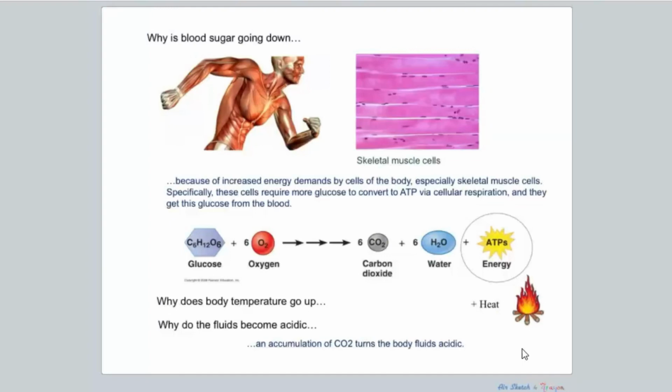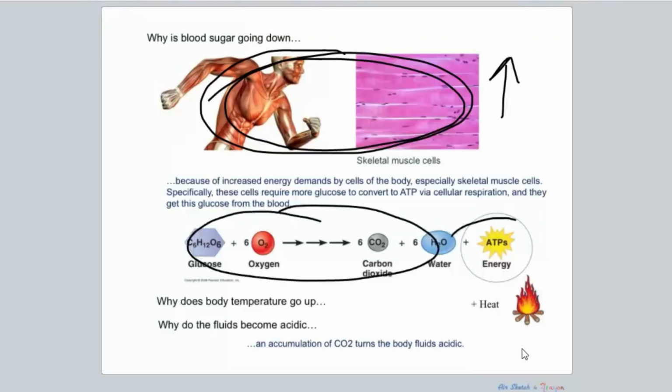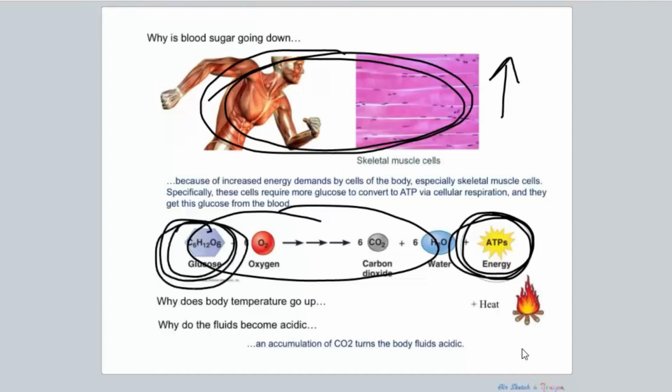So why is blood sugar going down when you exercise? Well, it's because of the increased energy demands of the skeletal muscles. Other organs as well, but primarily the skeletal muscles. Okay, they're increasing cellular respiration so they can generate more ATP. And so because of these increased energy demands, we're requiring more glucose, and so our blood sugar levels go down.